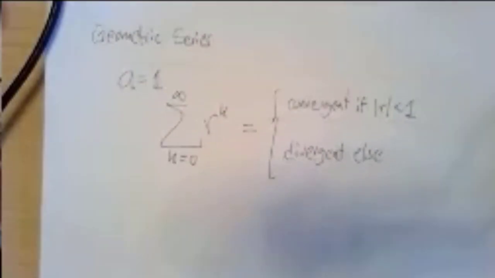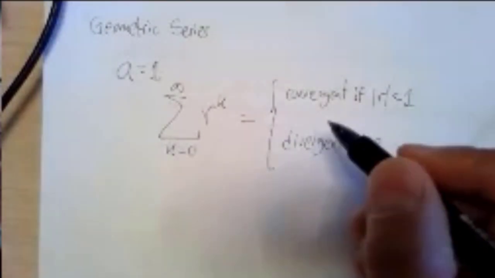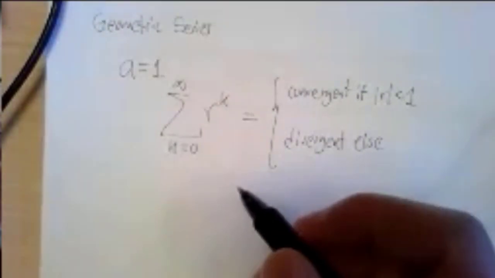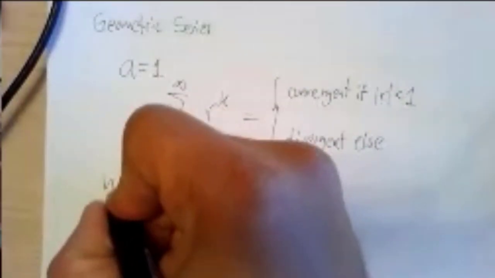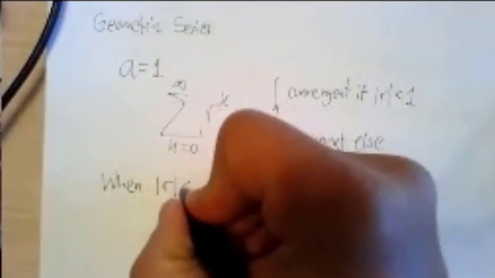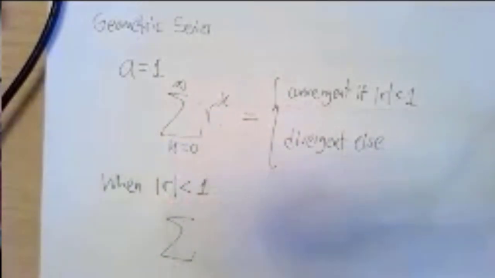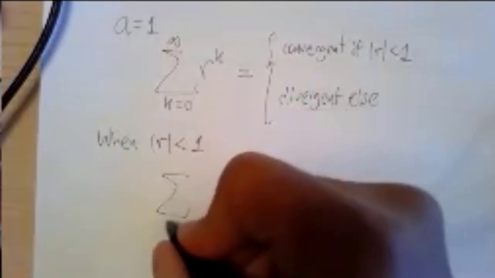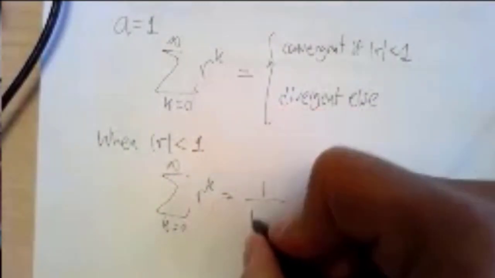Now, the interesting thing, though, is that for this particular series, we actually know what the value is. We know what answer we get when it is convergent. So when the absolute value of r is less than 1, we actually know that this expression is equal to 1 over 1 minus r.